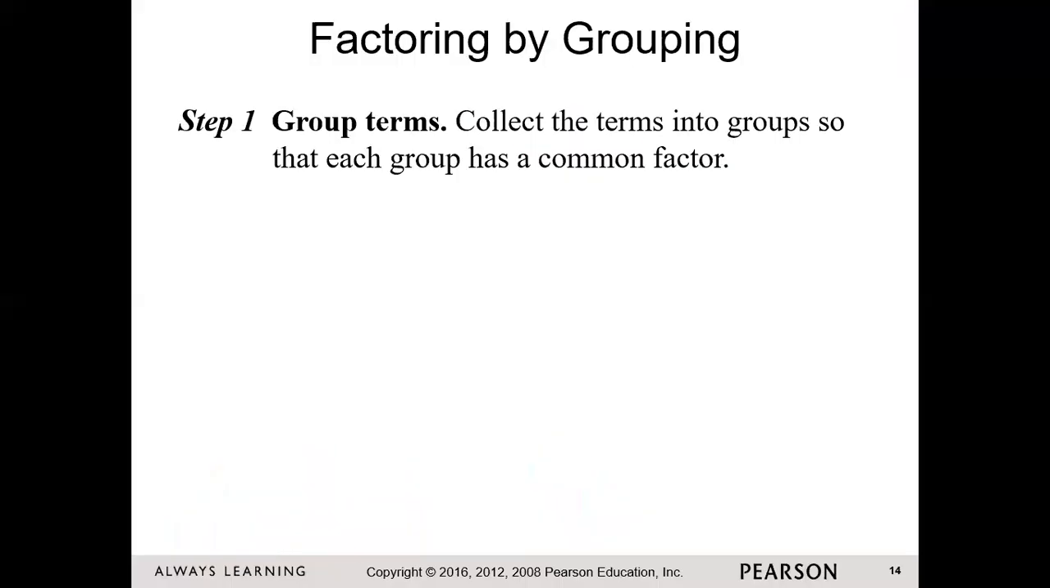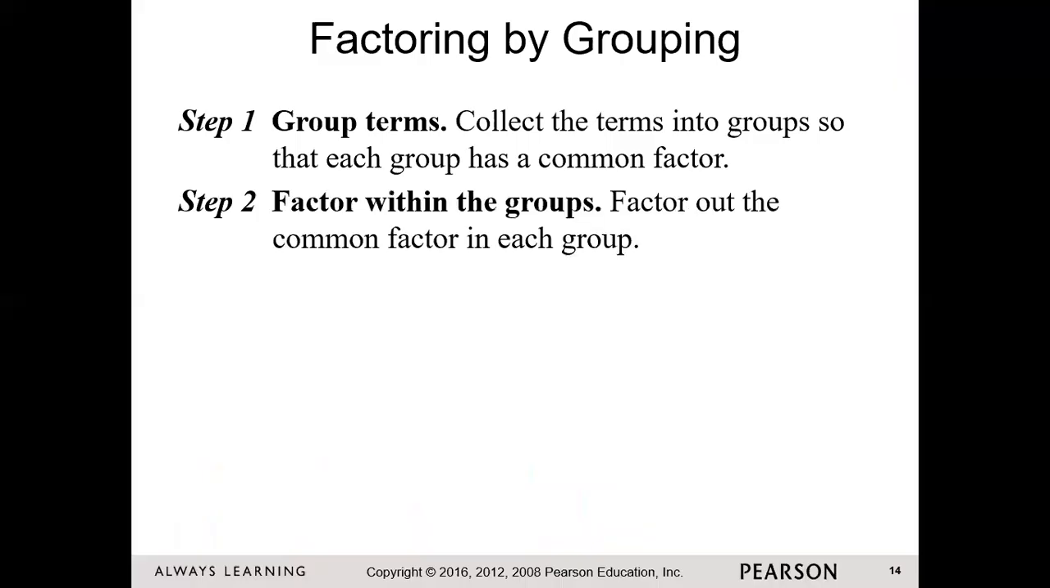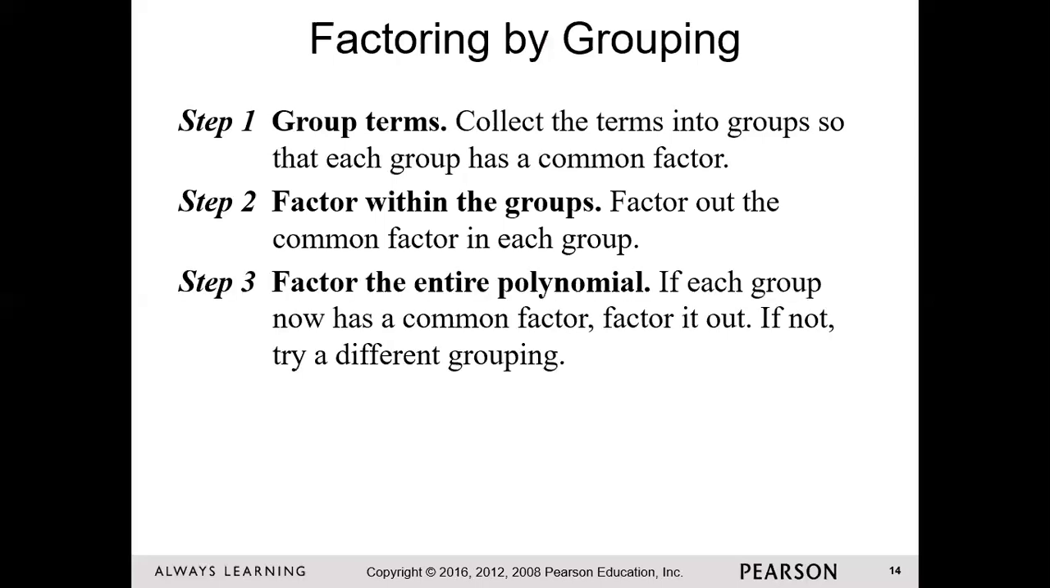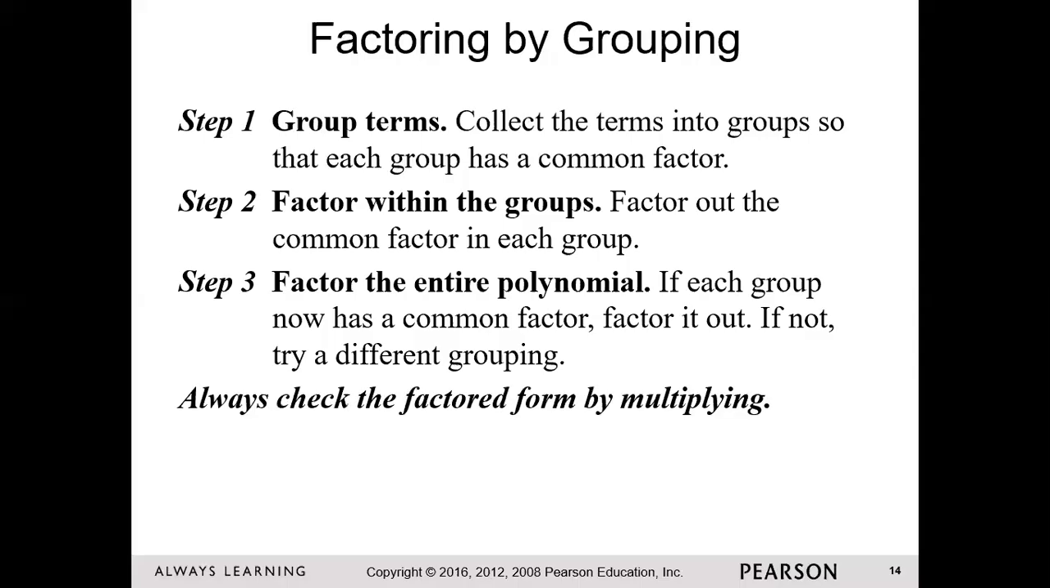All right, so factoring by grouping: group terms, collect terms into groups so that each group has a common factor. Factor within the groups, which is what we've done. Factor the entire polynomial, so take a look at the whole piece. If you have the same binomial in both sets of parentheses, then you're going to factor that out. And then always check the factored form by multiplying.